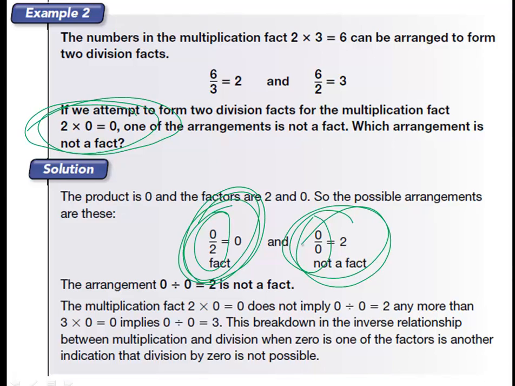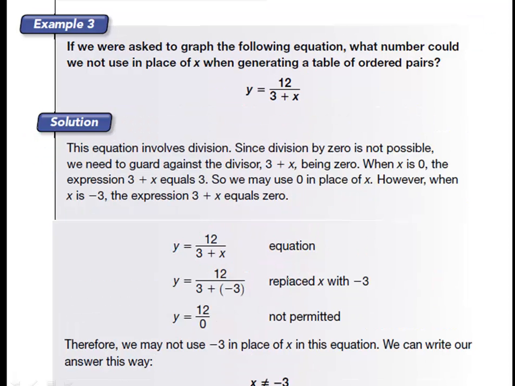So the multiplication fact, 2 times 0 equals 0, does not imply that 0 divided by 0 equals 2, any more than 3 times 0 equals 0 implies that 0 divided by 0 is 3. So you can't divide by 0. You have to always avoid any problem where you're dividing by 0.